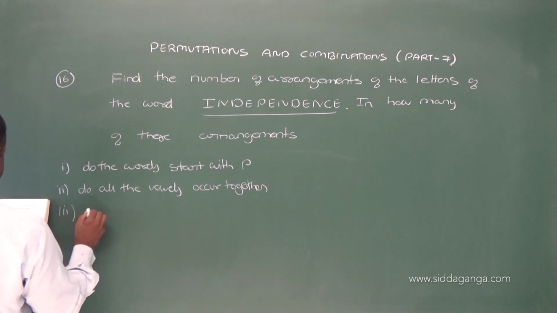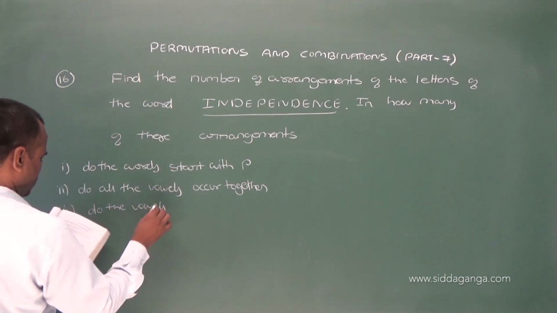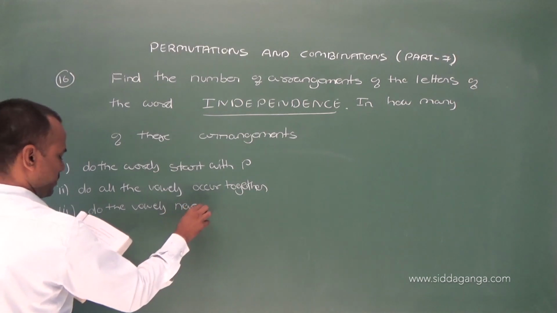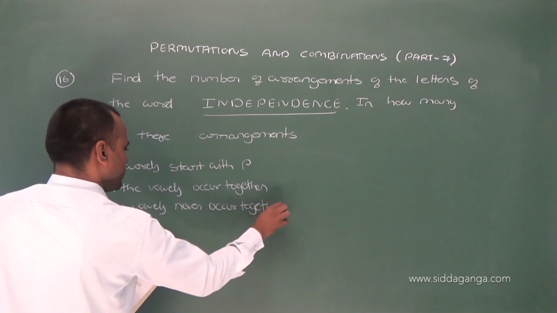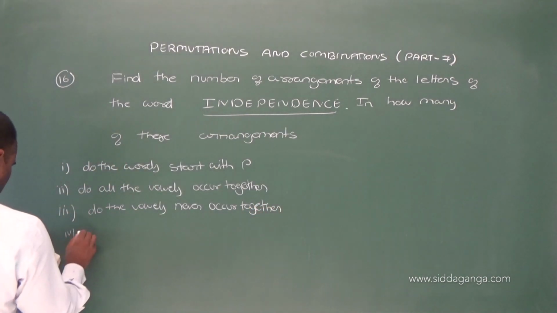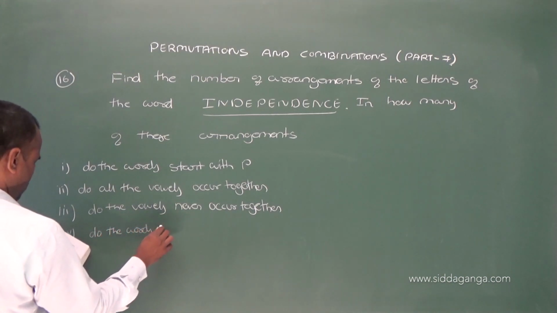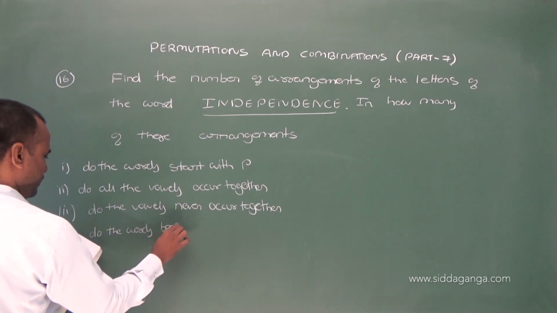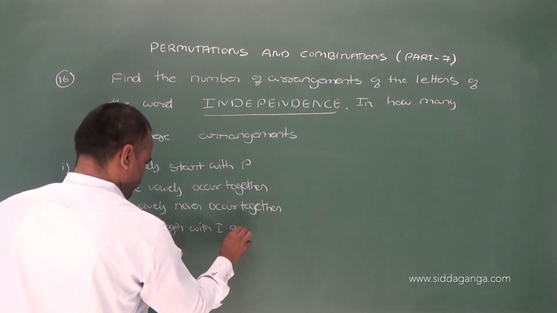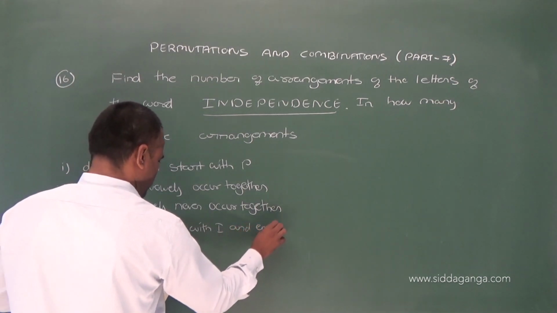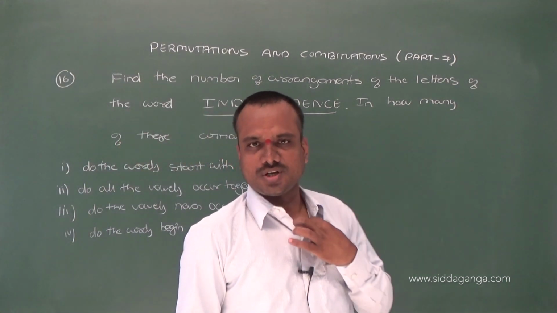Question number 3, do the vowels never occur together? 4th question, do the words begin with I in the first place and end in P? These 4 questions are given.